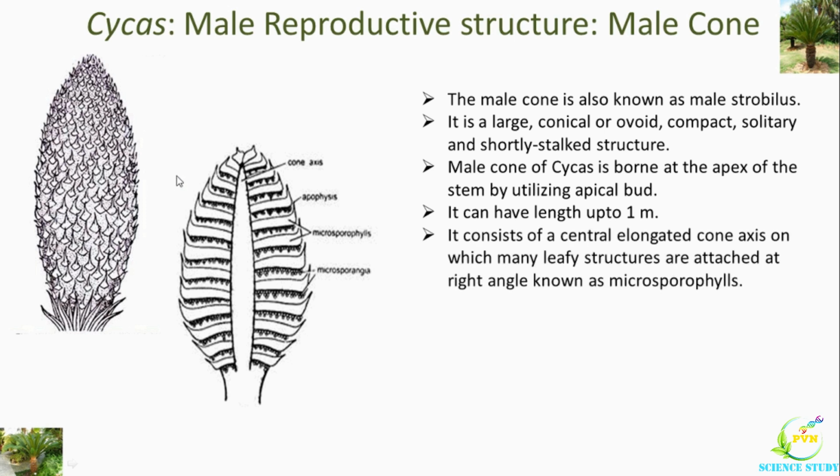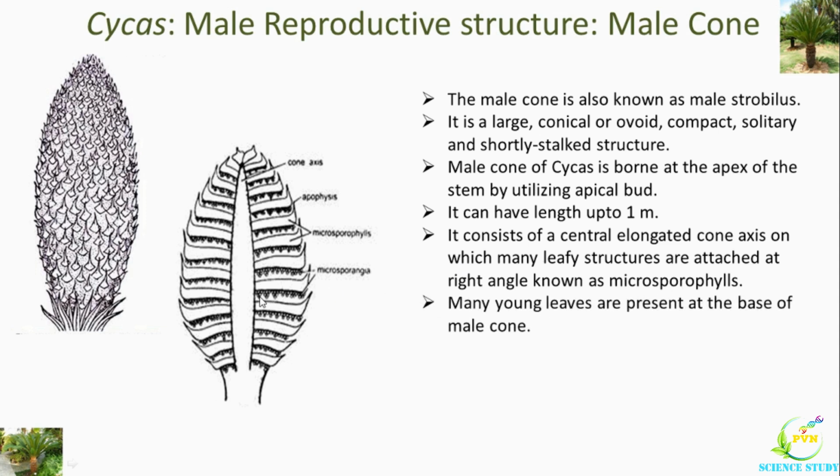The length of this male cone can be up to 1 meter depending upon the species of the Cycas plant. When we study the internal structure of this male cone, we can see a central elongated cone axis on which many leafy structures are attached at a right angle, and these are known as the Microsporophyll. Here the word Microsporophyll is derived from three words. One is micro, which is related to male gamete. Another is sporo, which means gamete here, and phyll, which means leaf. So this is the leaf which produces the male gamete, and therefore the word is Microsporophyll.